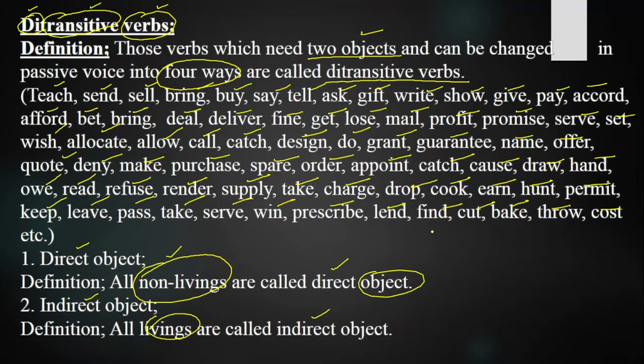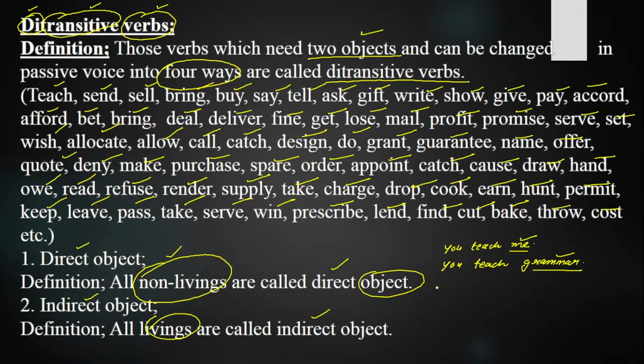Suppose I say a sentence: you teach me. Now a question arises: what do you teach me? So I say again, you teach grammar. Again a question arises: whom do you teach grammar? So there is one living object and one non-living. This living object, me, is called your indirect object, and grammar is called your direct object.